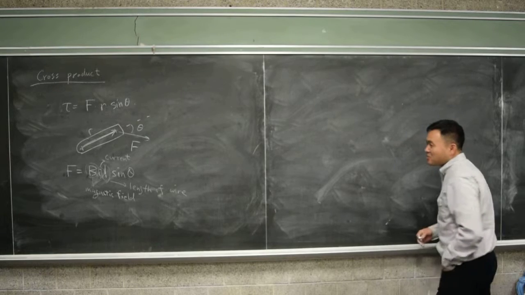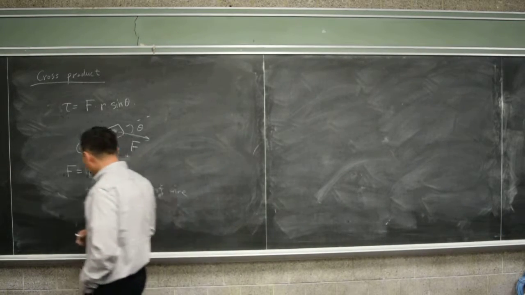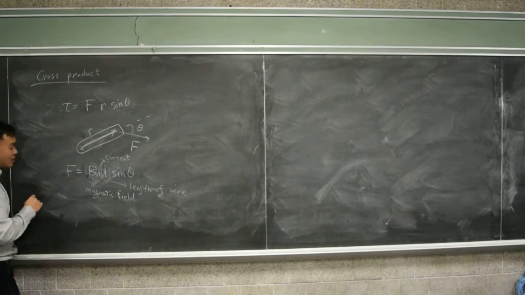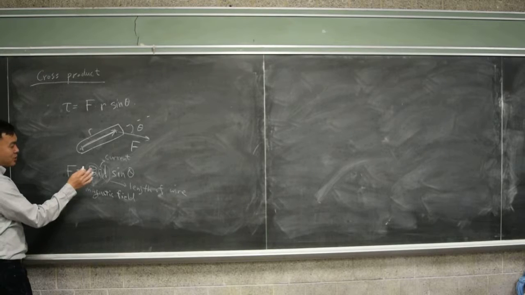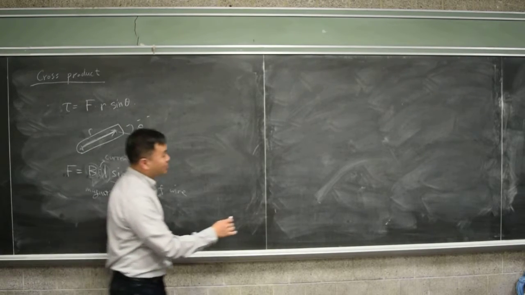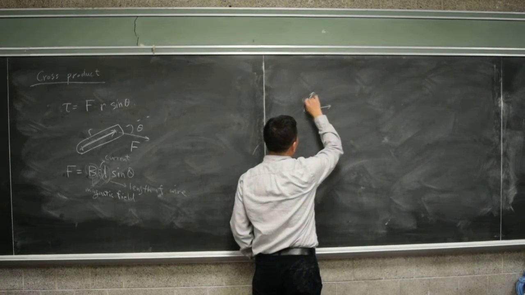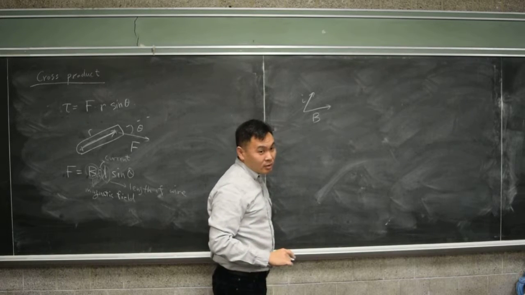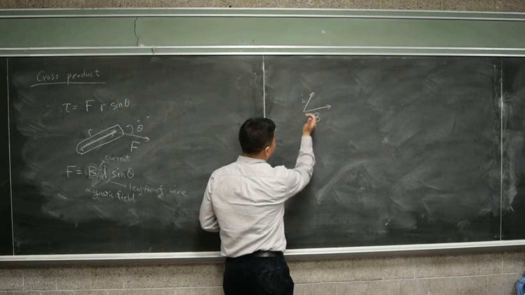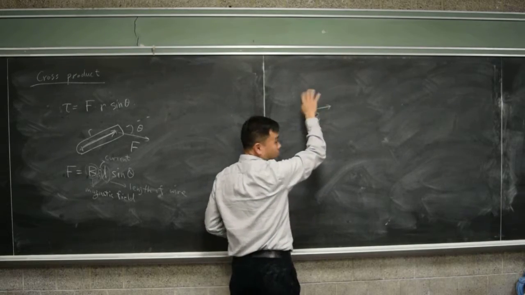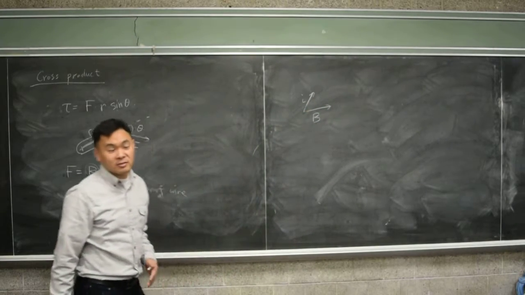But what I'm trying to say is, one thing that's clear is that the direction of the outcome of the force is perpendicular to the plane made by these two vectors. So it's like this. If you have a magnetic field and there's a current going like that, then the vector F is perpendicular to this plane.